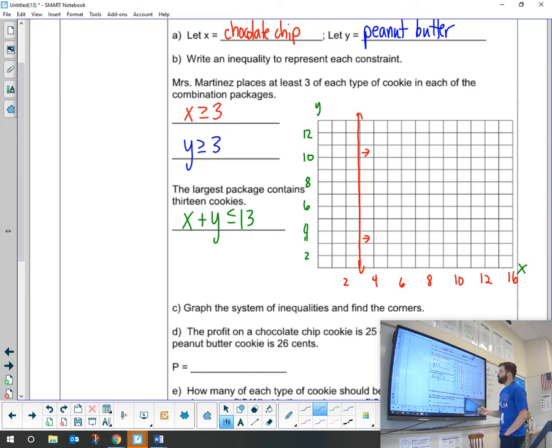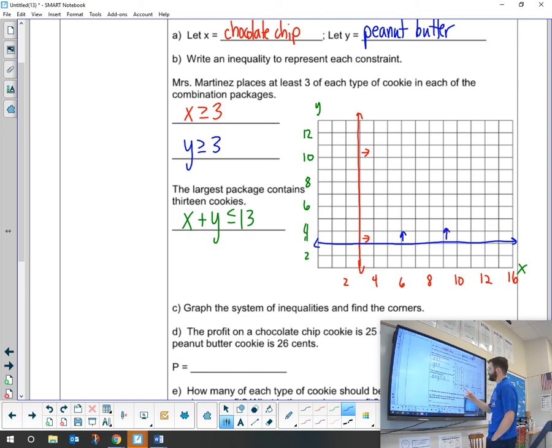The next one, y is greater than or equal to positive 3, okay? So if y is greater than or equal to positive 3, that's going to be a flat line. So we're going to do a flat line here, and we're going to say y is greater than this. We're going to fill in above it.